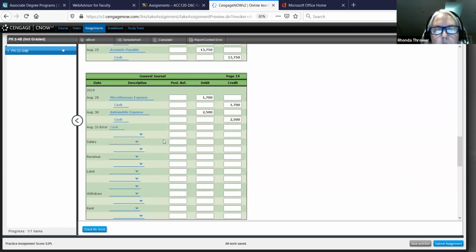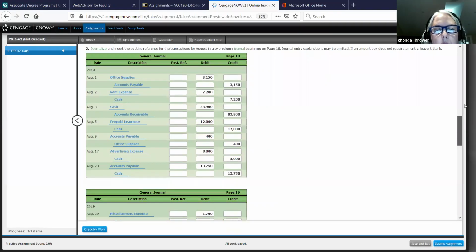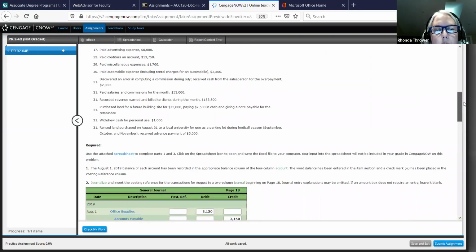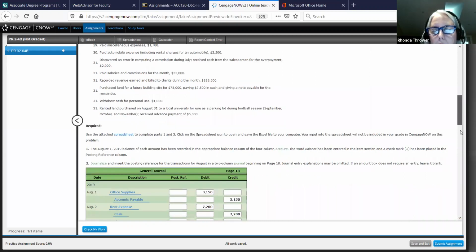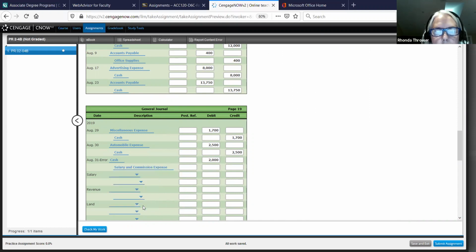Cash, which is an asset, will increase on the debit side. The amount of cash that we are going to be receiving from that salesperson to fix the error was $2,000. In other words, we overpaid a salesperson $2,000. Our credit is going to be to salary and commissions expense.